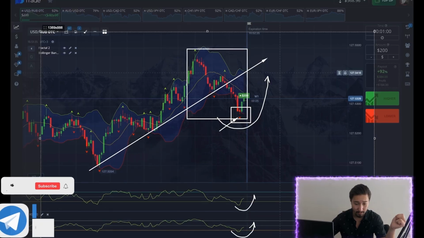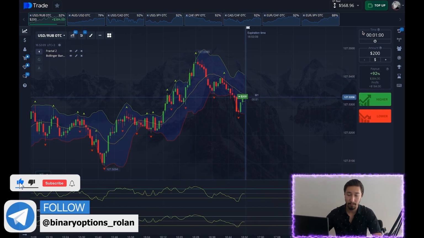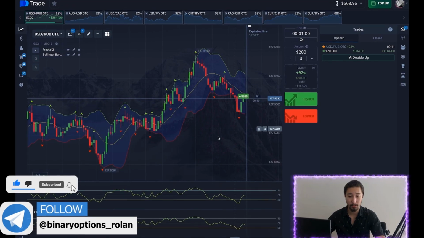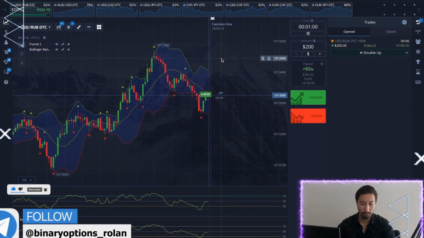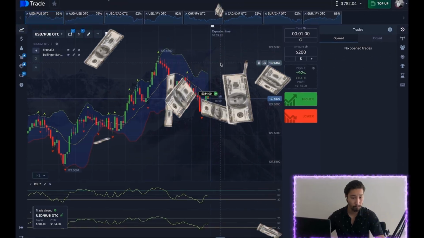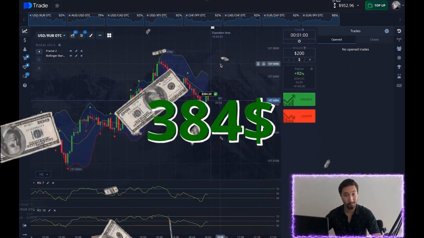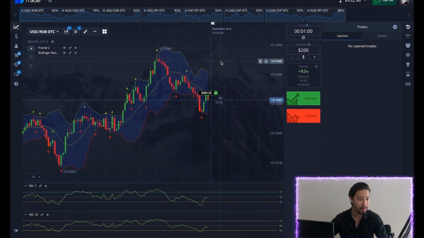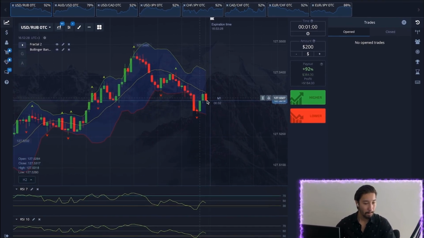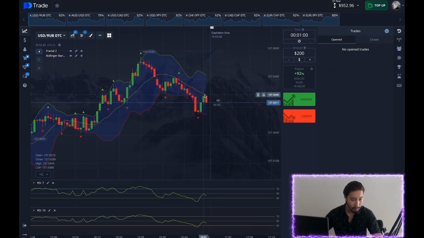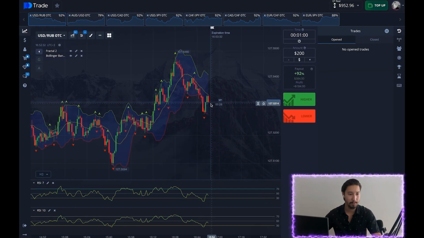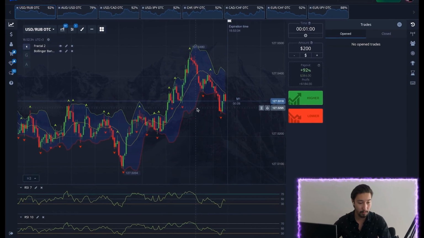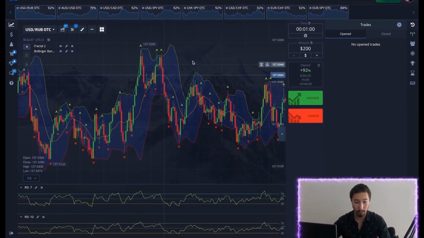Let's look at the result of this position. Alright, and another one is in profit, guys. That's great. I think the next minute I got it. The opening timing was correct, and the deal was closed with a profit.